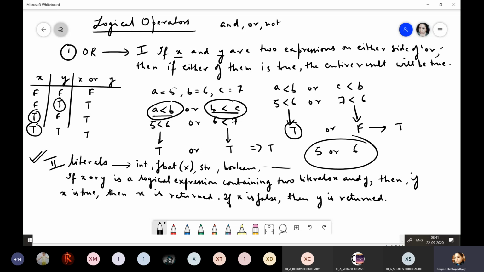If you have an expression of this type, where 5 and 6 are two literals separated by OR, how will the OR operator work? For that purpose, suppose this is x and this is y. If x is true, x will be returned. If x is false, y will be returned. And we will see some examples of this now.